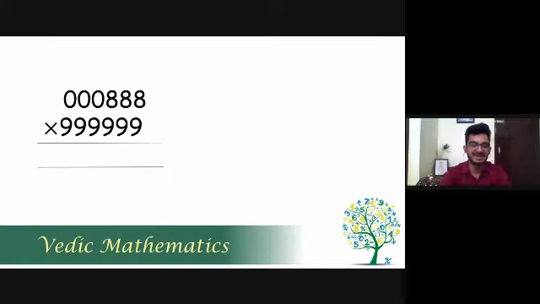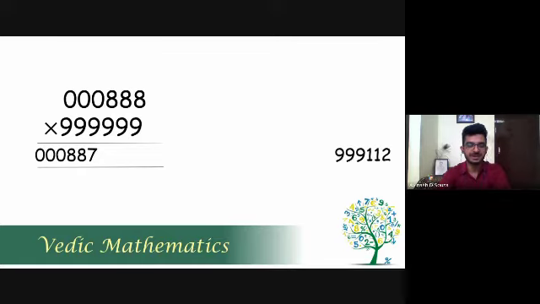The next one, you had to multiply 888 by, there were so many nines. So let's not waste time in counting the 9s, but we'll find the answer. You just have to subtract 1, which gives you the left part of the answer, 000887. And to obtain the right part, you have to subtract each of the digits from 9. So that gives you 999112.